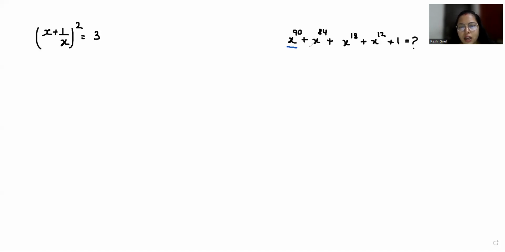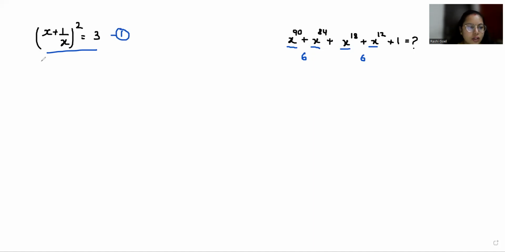What we notice is that x power 90 and x power 84, the difference in power is 6. Similarly, x power 18 and x power 12, the difference in power is 6 here also. So let's start and convert this equation first in terms of x power 6.